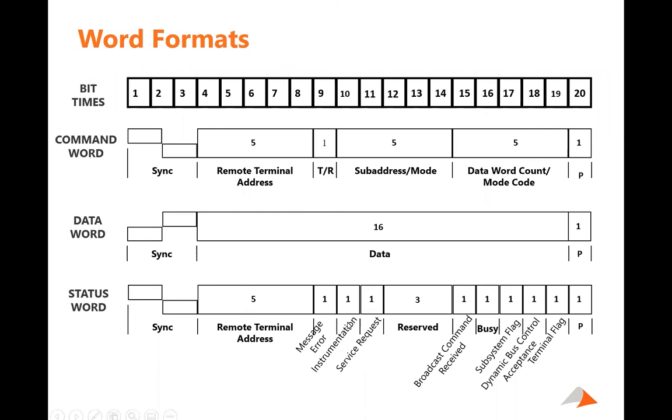And we'll get into the details of what these are: message error, instrumentation, service request, the null void area. It's very rare that people violate the standard and use that area. I've seen it done, but it's very rare. Then broadcast command received, busy, subsystem flag, dynamic bus controller acceptance. This is where you can pass the flag of being the bus controller. Remember, you can't do that by just software anymore. And then you have the terminal flag. And we'll get into those meanings a bit more.